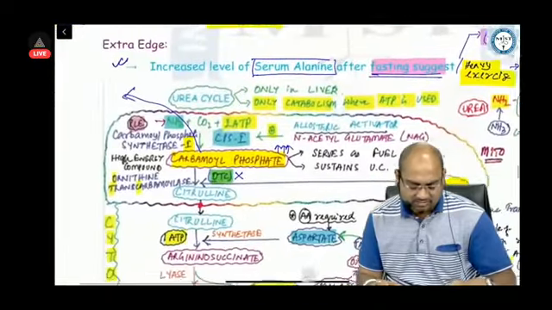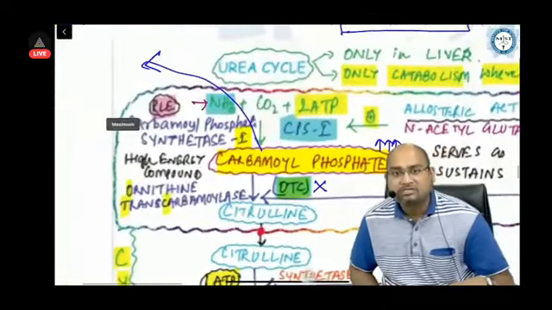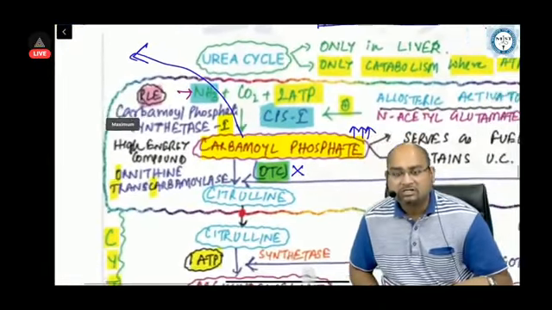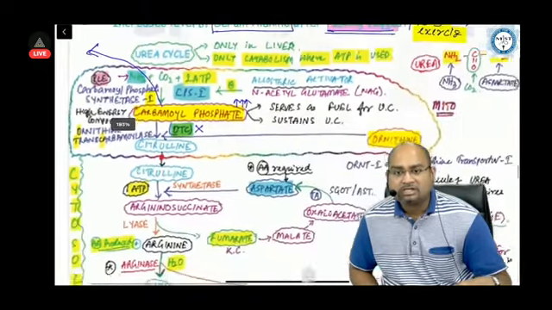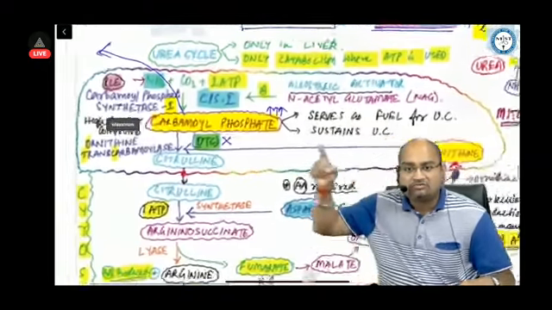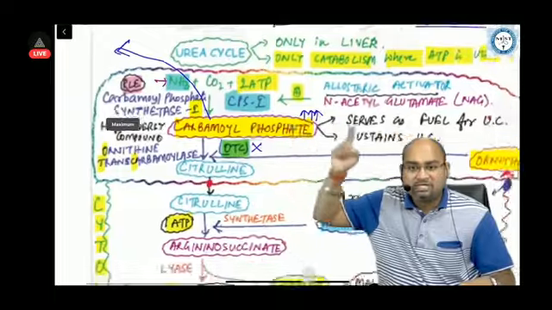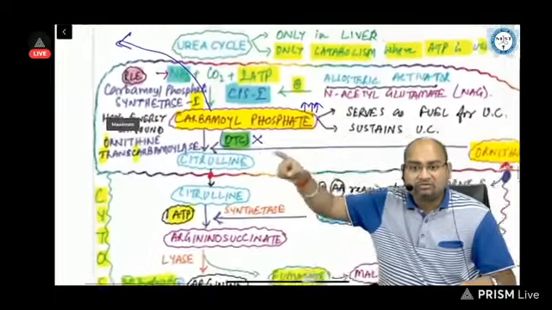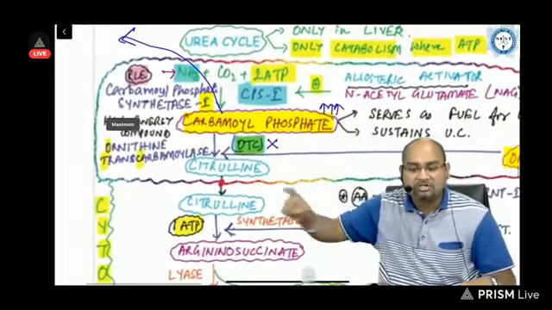The first step is the rate limiting step, where we have carbamoyl phosphate synthetase 1, CPS1. This will combine with the orange colored one known as ornithine to form citrulline. CP plus ornithine together will form citrulline. This will come out of the mitochondria.